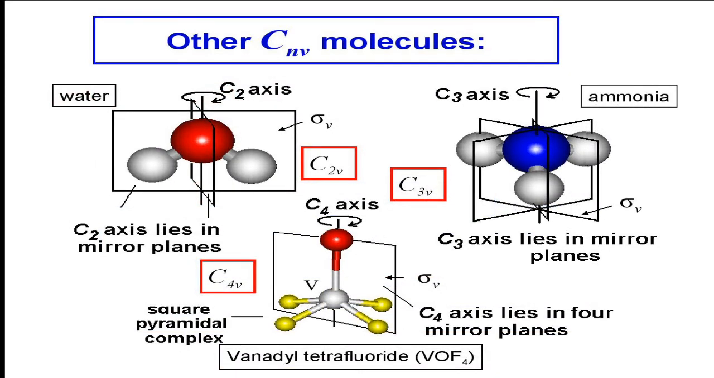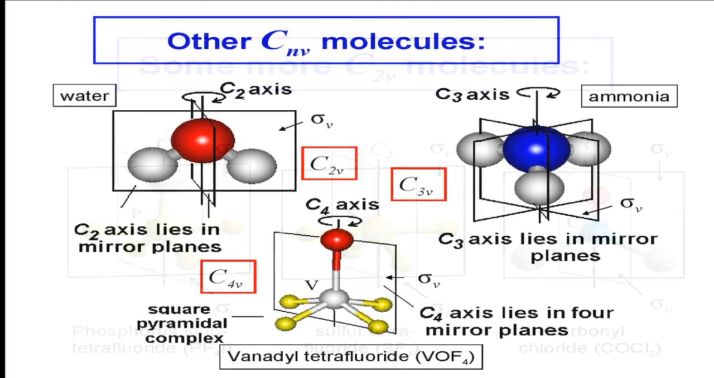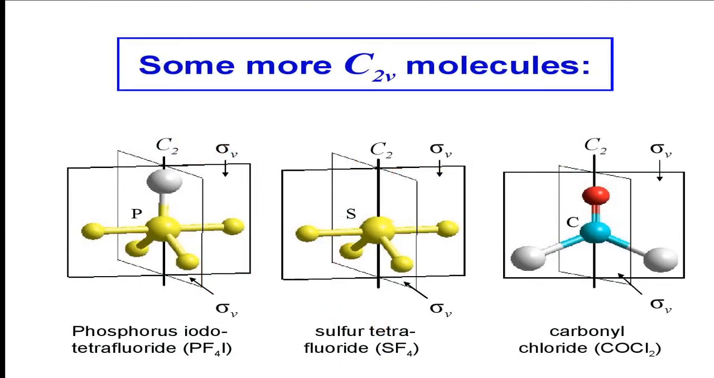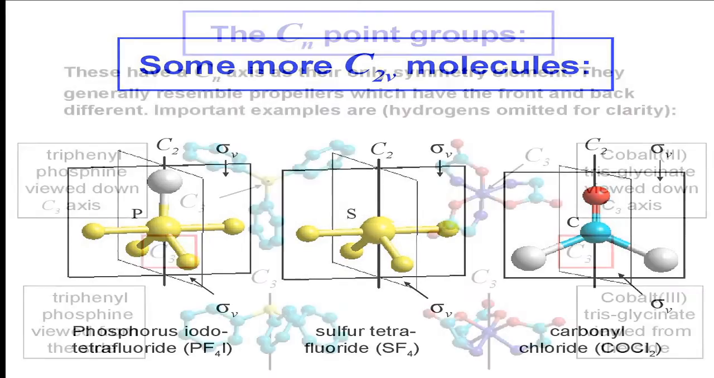Then Cnv molecules, what are the examples? You see water, and ammonia, NH3, is a very famous example of this. Then the square pyramidal molecule, C4v, vanadyl tetrafluoride. So these are the categories of molecules that come under the group Cnv. Then C2v molecules: phosphorus iodotetrafluoride, sulfur tetrafluoride and carbonyl chloride come under C2v.